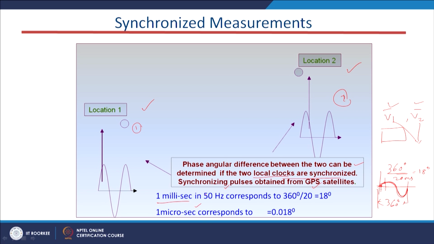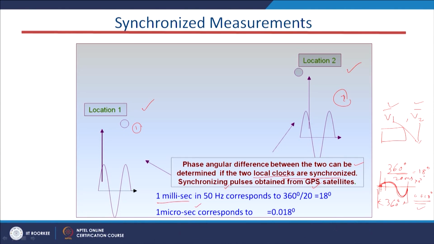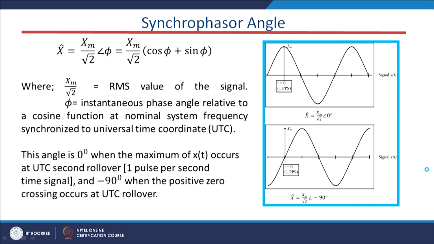And if you correspond to 1 microsecond, how much will it be? If you divide again by 10 to the power 3, it will be 0.018 degree. So, the precision, the resolution, is better if suppose we have some error between two samples. If we take a 1 microsecond resolution, it will be much better than this 18 degree difference. So, these are the concepts of synchrophasor angle measurement.